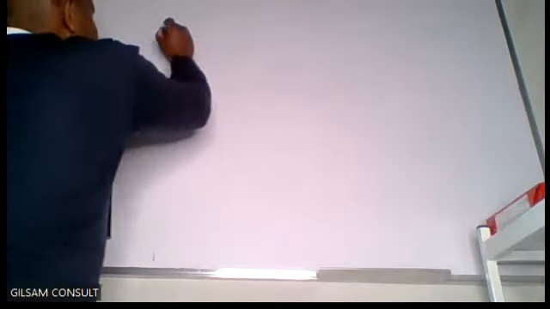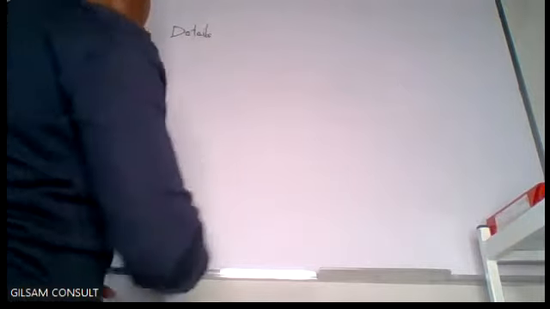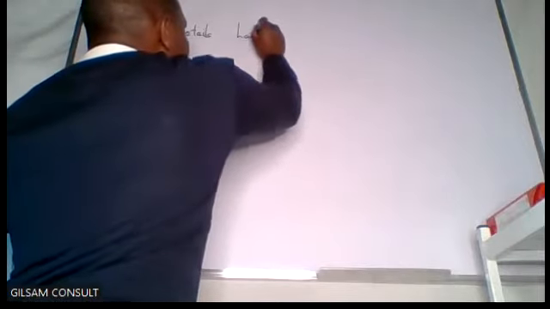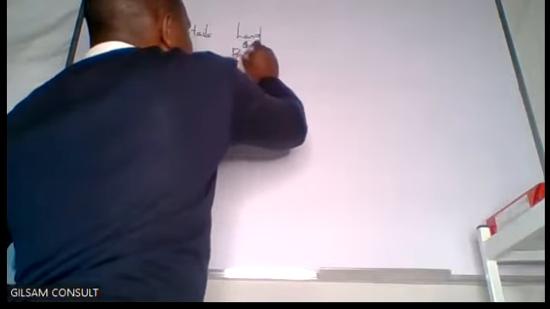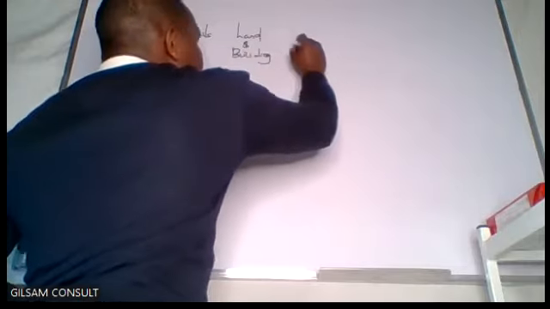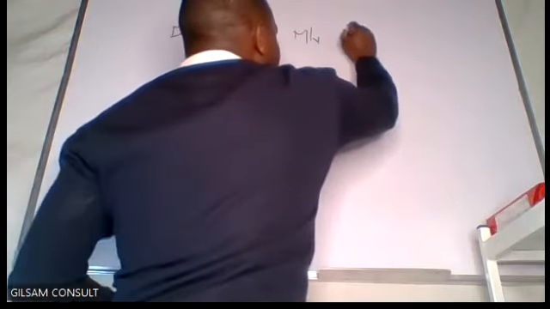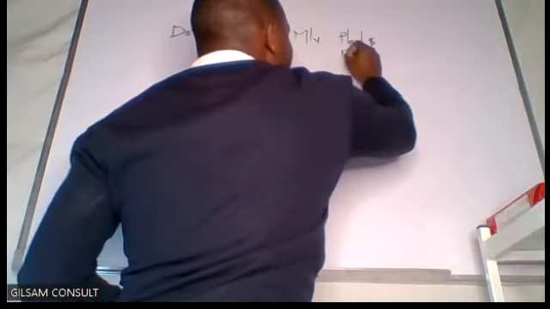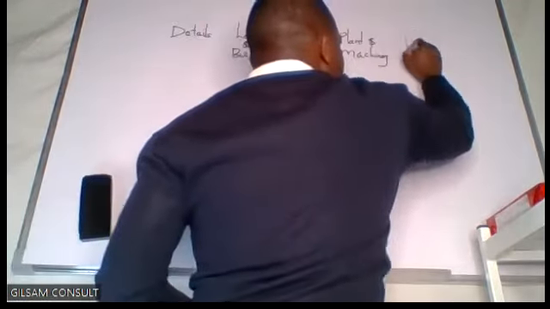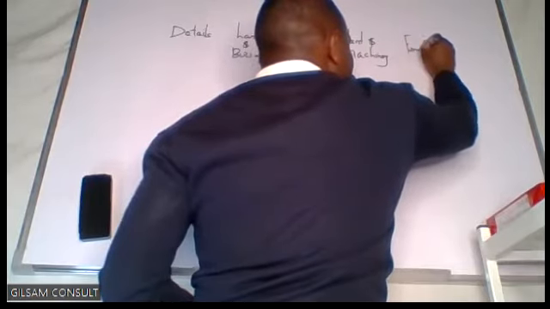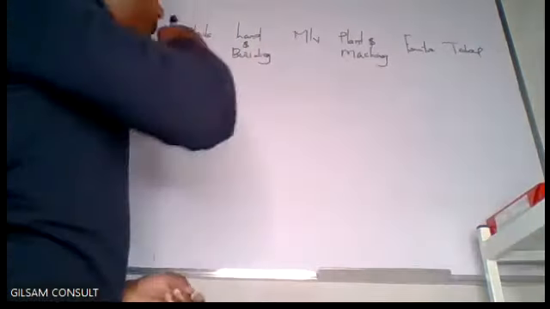So you come up with columns. We'll start with details or particulars, and then we have land and building. And then we have motor vehicle. Plant and machinery. Fixtures and fittings. Furniture and fittings. And then we have the total.